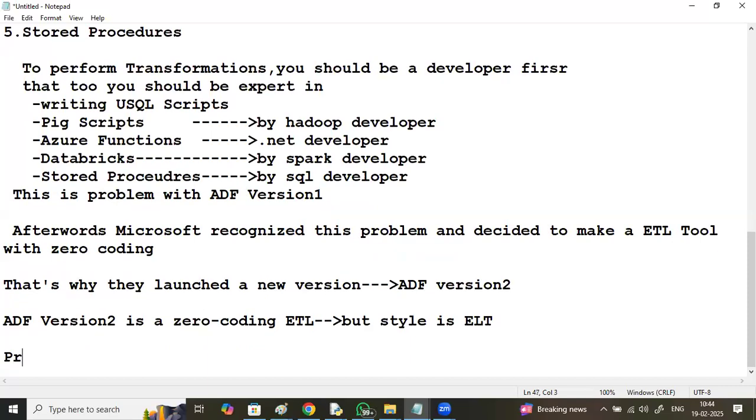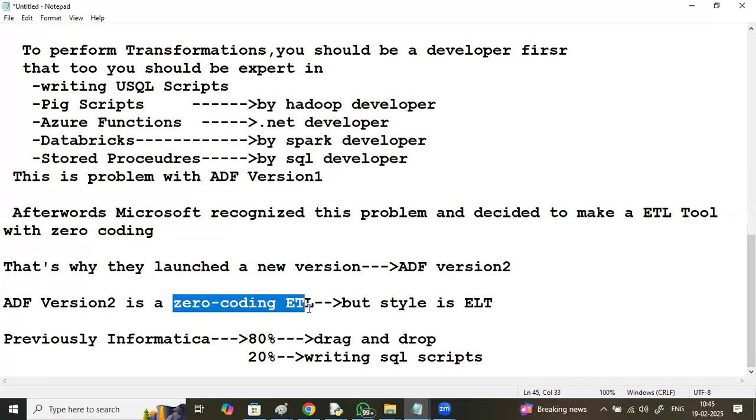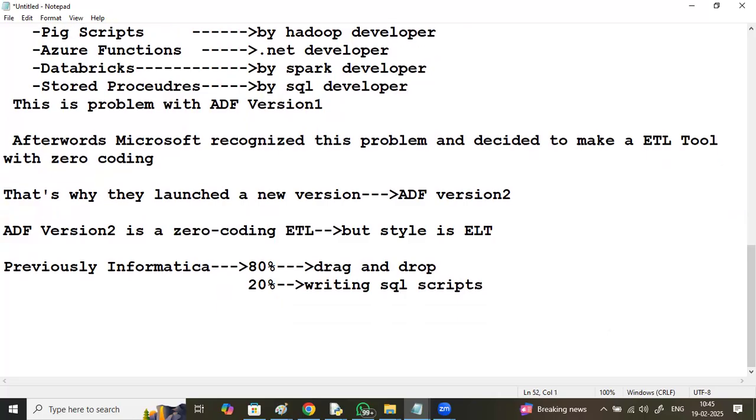Previously, if you have knowledge of Informatica, in Informatica it is 80% drag and drop and 20% writing SQL scripts. Here, it is totally zero coding, totally drag and drop, and you just provide some configurations. So ADF is a zero coding ETL. There are no prerequisites for it. Everything is drag and drop: transformations, creation of pipelines, all of this we do.